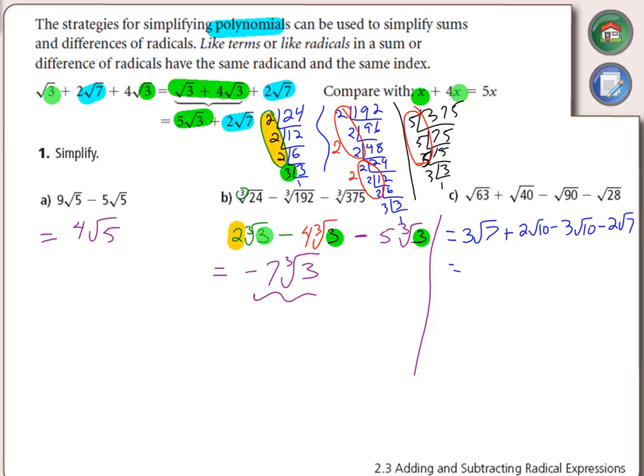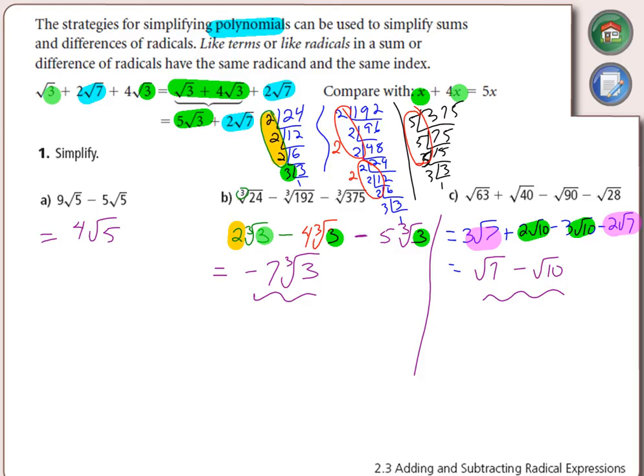We've got those ones are like terms. We also have those ones that are like terms. Let's bring them together. So then we've got 3 minus the 2 gives me just 1 root 7. And the 2 minus the 3 gives me negative root 10. Can't go any further. Can't combine the 7 and the 10.